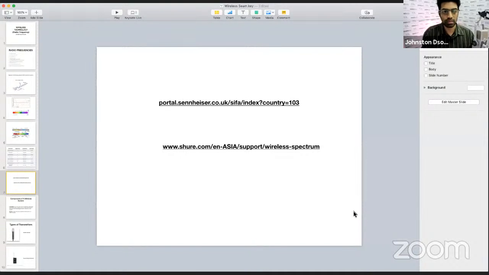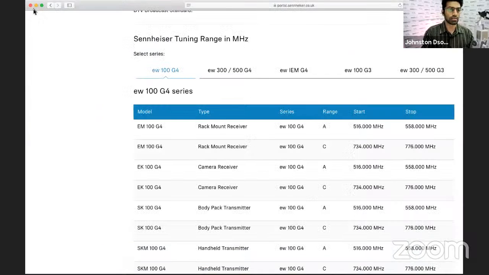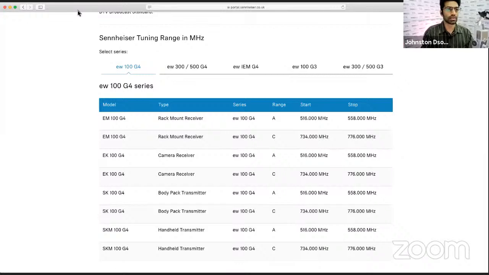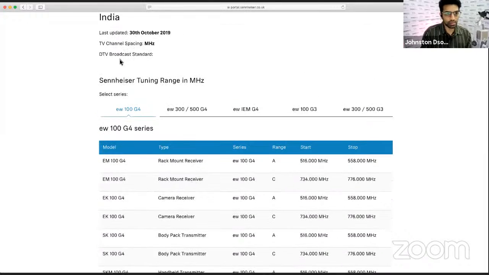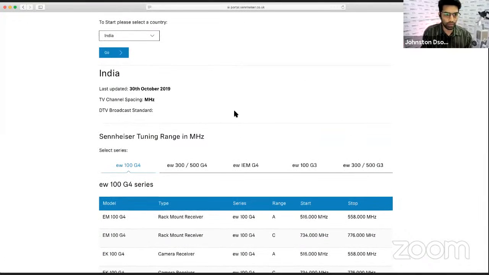So for example, if you go to the Sennheiser site, you can all see the screen, right? It says right here, this is about India. This is updated on October 2019.